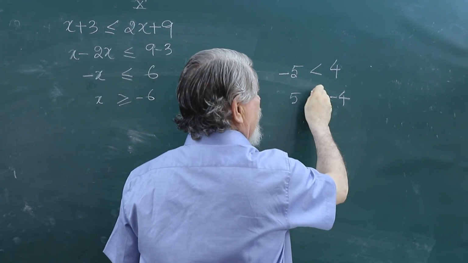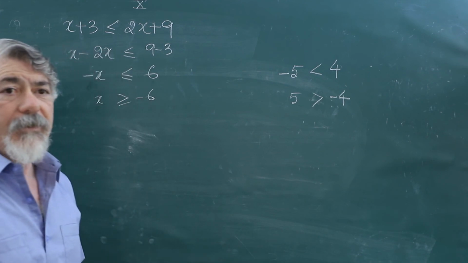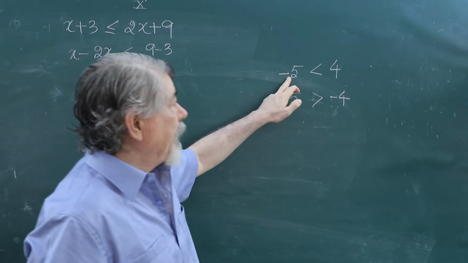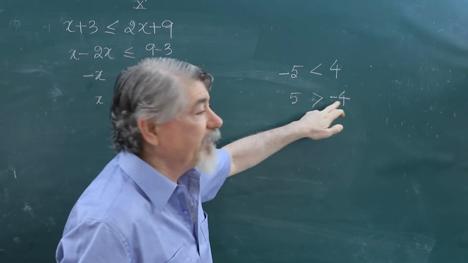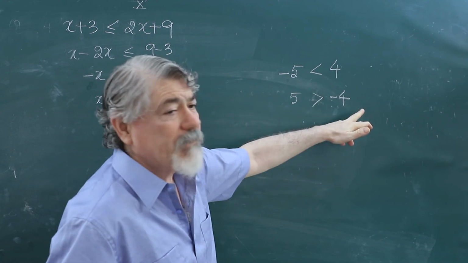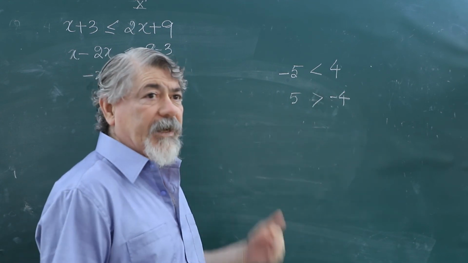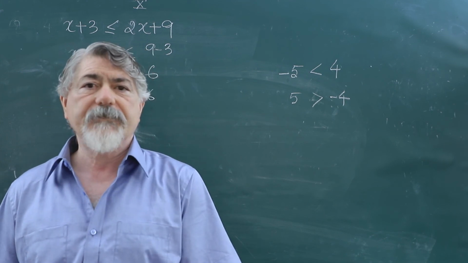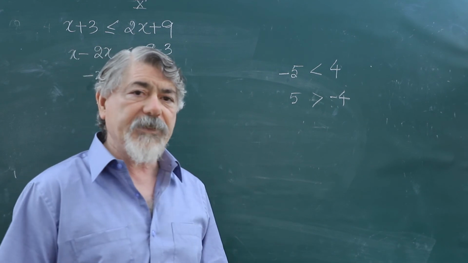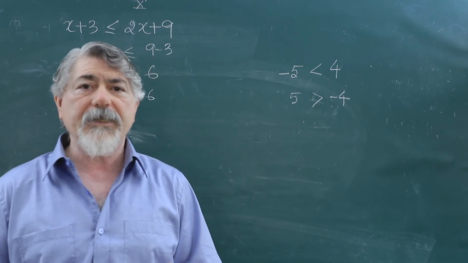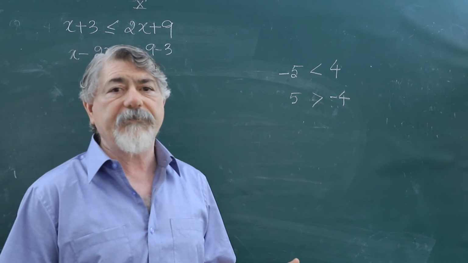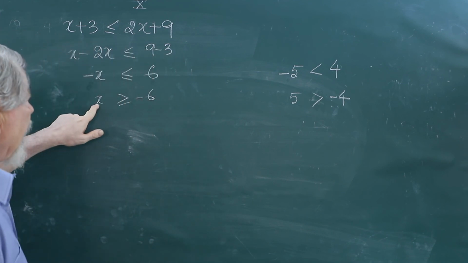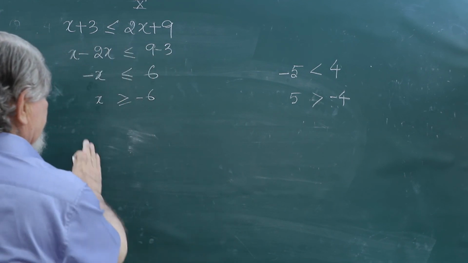That is why you have to change the sign of inequality when you multiply or divide by a negative number. Minus 5 was less than 4, but 5 will become greater than minus 4. It can't be less than minus 4. That is not possible. Whenever we divide or multiply both sides of the inequality by a negative number, the sign of inequality will reverse. Now I have x is greater than or equal to minus 6.